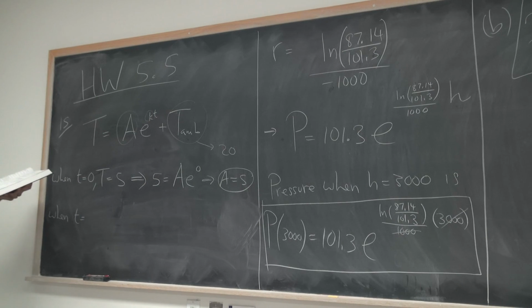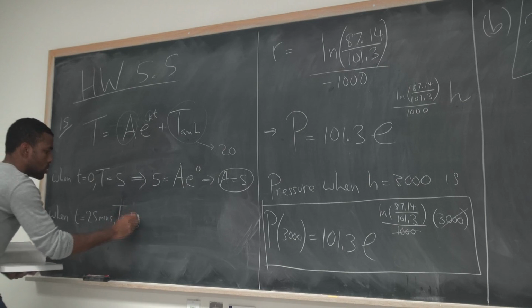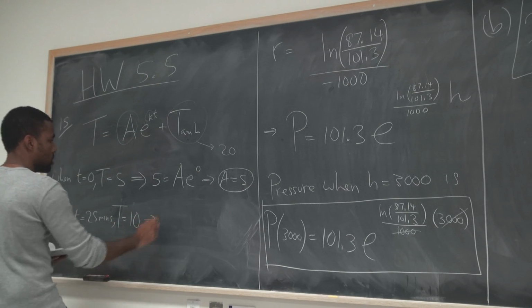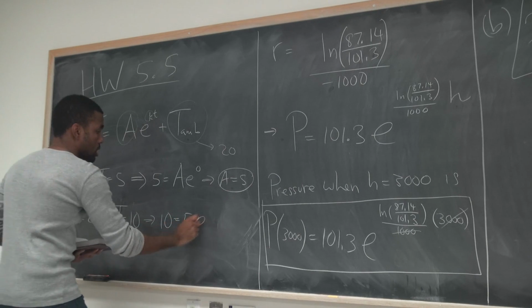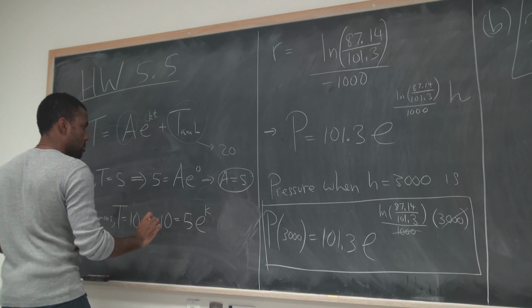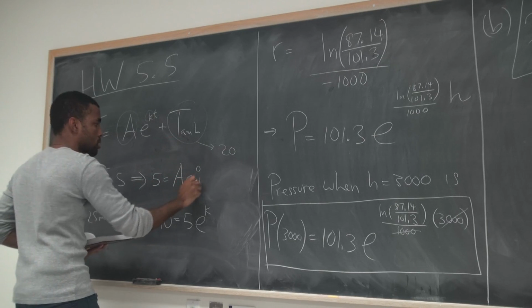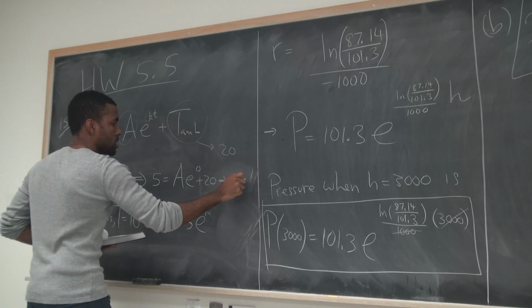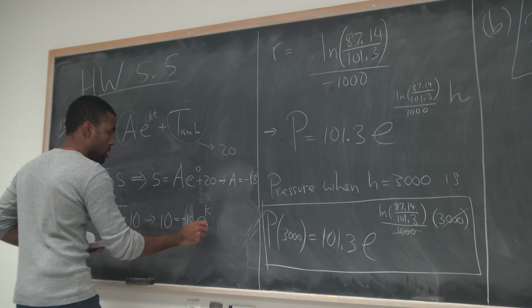They asked me the rest of the questions in minutes, so I'll leave time in minutes, right? When t equals 25 minutes, big T was equal to 10. This means 10 is equal to a, which I now know is 5, e to the k, wait, I'm missing something. I missed a 20. Yeah, that should be 15. There's a plus 20. So a is actually minus 15. So this is minus 15 e to the kt.